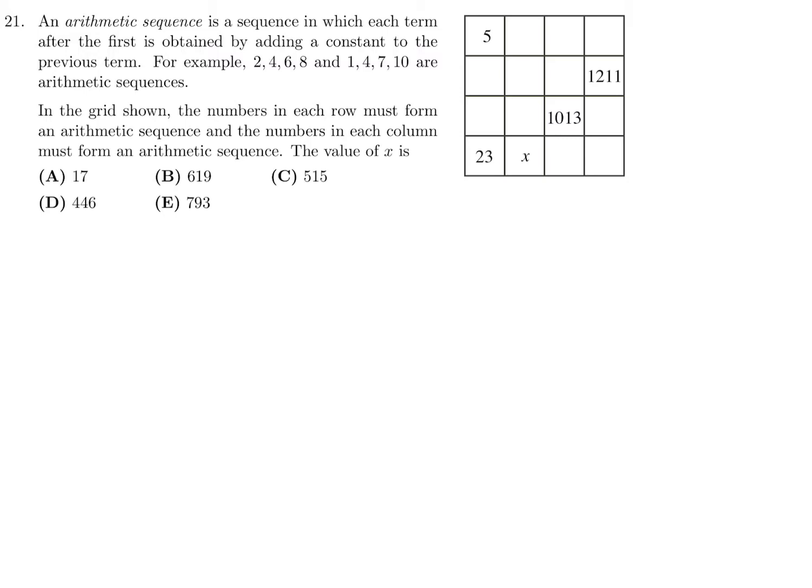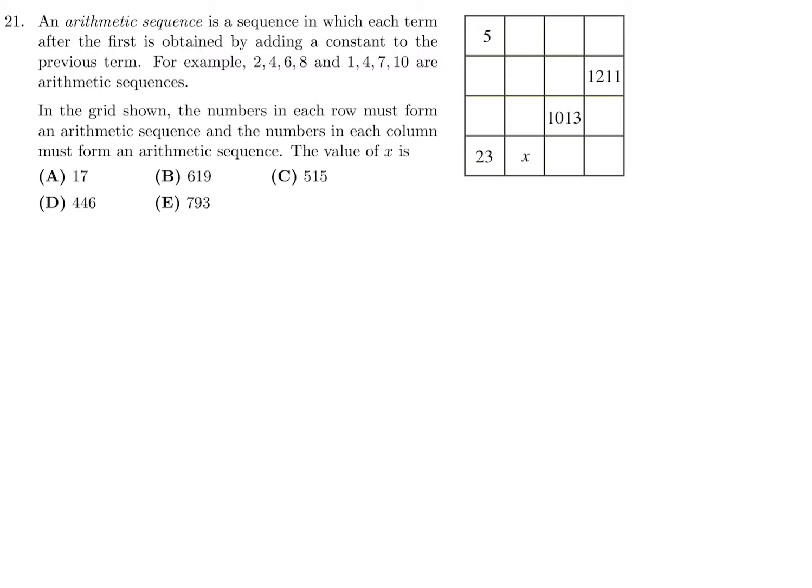In the grid shown, the numbers in each row must form an arithmetic sequence, and the numbers in each column must form an arithmetic sequence. The value of x is? A few steps to doing this question, and we'll go in order. First, let's concentrate on that column.